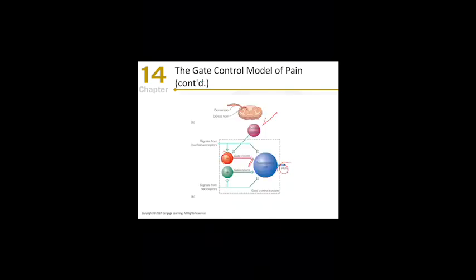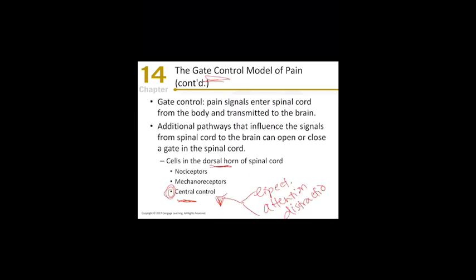So that's the central control's job, is to control. It's like the gatekeeper, right? Or the bouncer, it's going to help decide who gets in and who doesn't. And the dorsal root here and the dorsal horn, this is where we see these particular cells being transmitted, signals being transmitted.